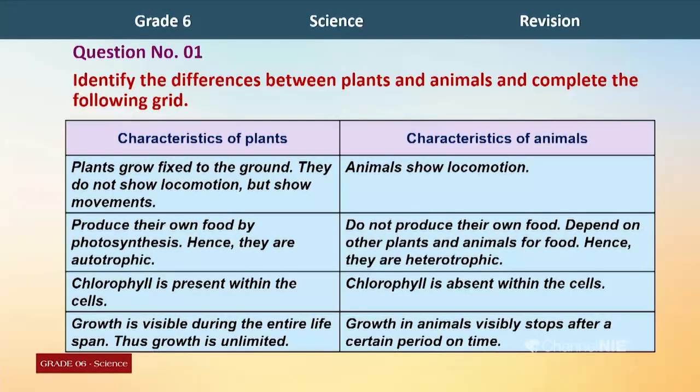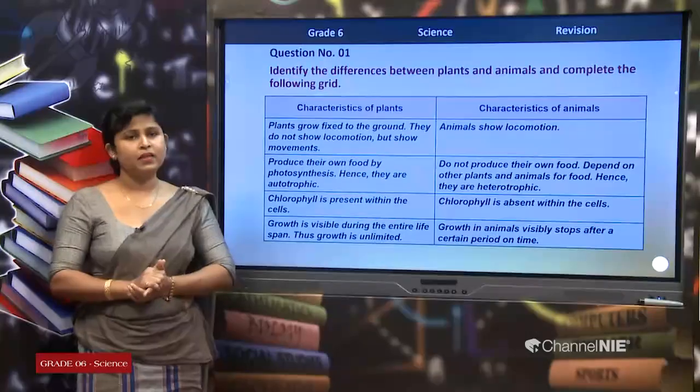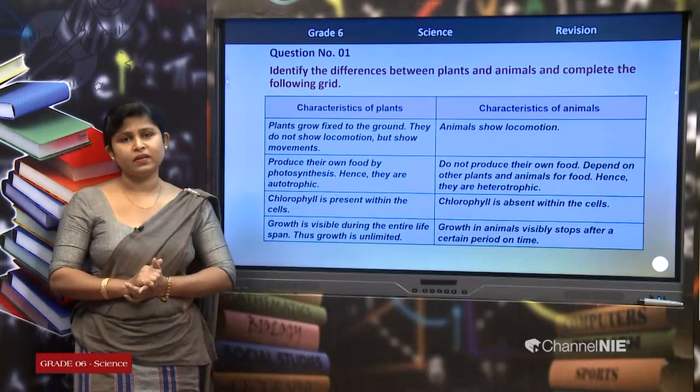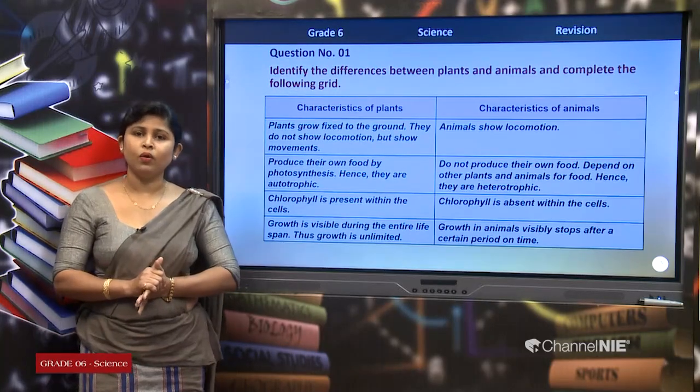Look at the second row of the table. Plants produce their own food by photosynthesis. Hence, they are autotrophic. When we think about the animals, they do not produce their own food; they depend on other plants and animals for food. Hence, they are heterotrophic. So, the main difference between plants and animals is autotrophic and heterotrophic. The plants are autotrophic because they can produce their own food.